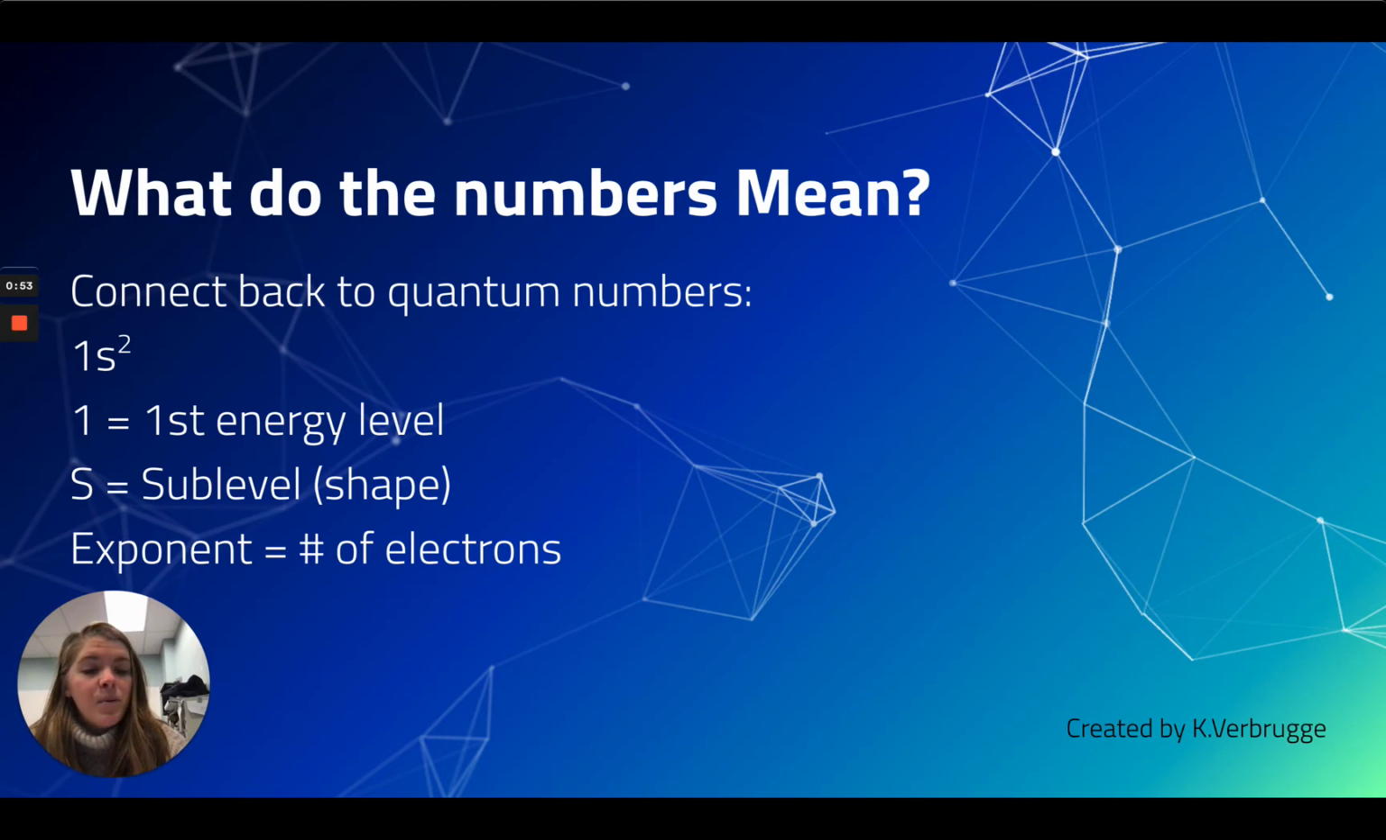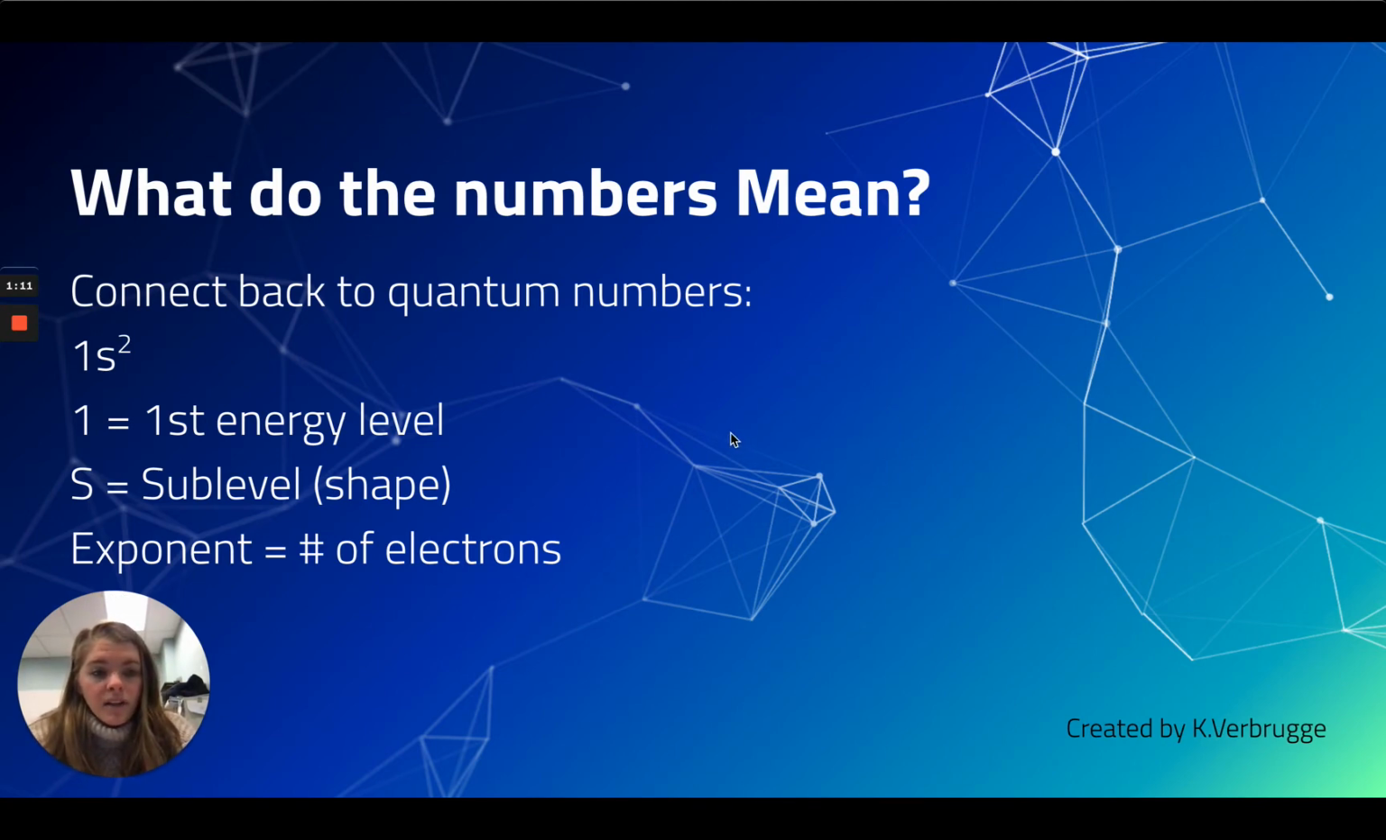And then that exponent up top, that 2, is telling us our number of electrons. So in 1s2, we have 2 electrons. In 2p6, we'd have 6 electrons. Use that information going forward so that we can draw shorthand electron configurations as well.